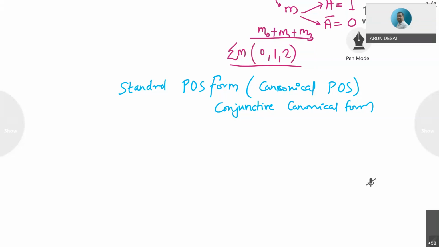Someone tell me. If this is my function, A complement plus B complement and AB. This is my POS, right? What is standard POS? Standard POS.